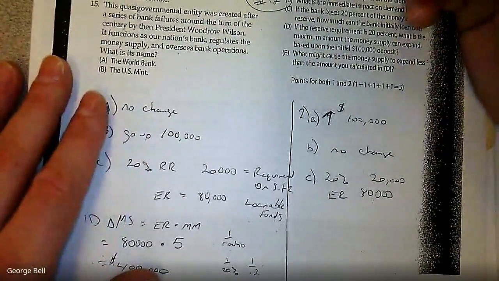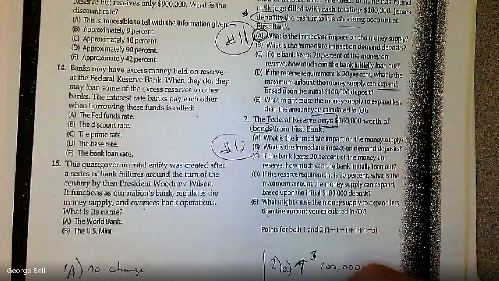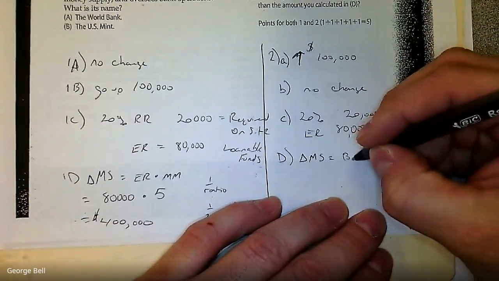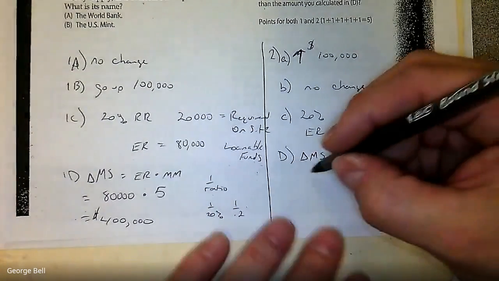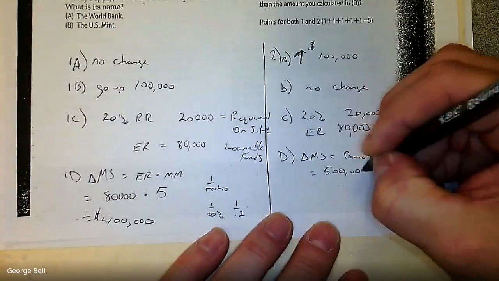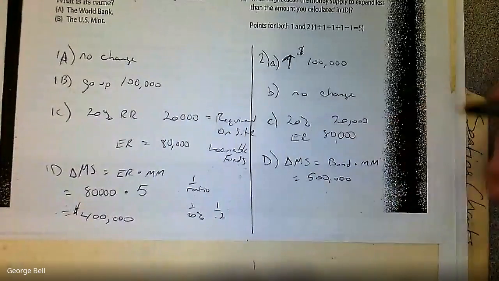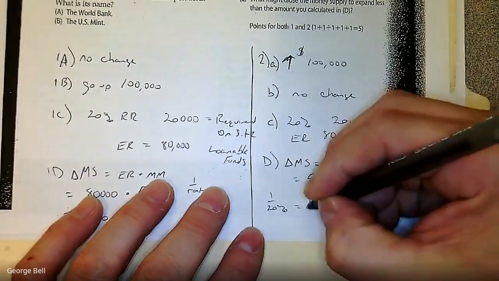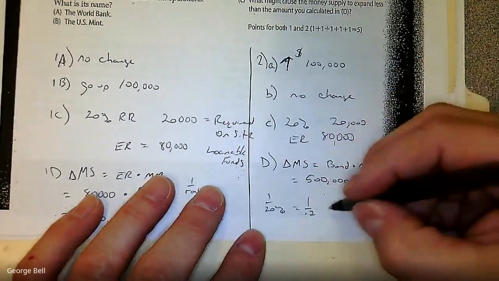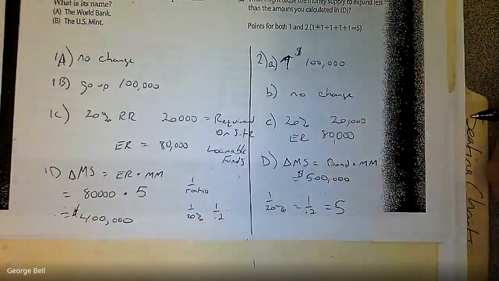That was letter C. Letter D, if the reserve requirement is 20%, what is the maximum amount that the money supply can expand? This is a bond purchase. And so that means that the change in the money supply for this one is going to equal the value of the bond times the money multiplier. Now, in this case, that means that this equals $500,000 because the bond is $100,000. And we already did the math on the reserve ratio. Remember, the money multiplier is 1 divided by the 20%, which equals 1 divided by 0.2. How many times does 20 cents go into a dollar? That's 5 times. So 5 times that bond of 100,000 is 500,000.